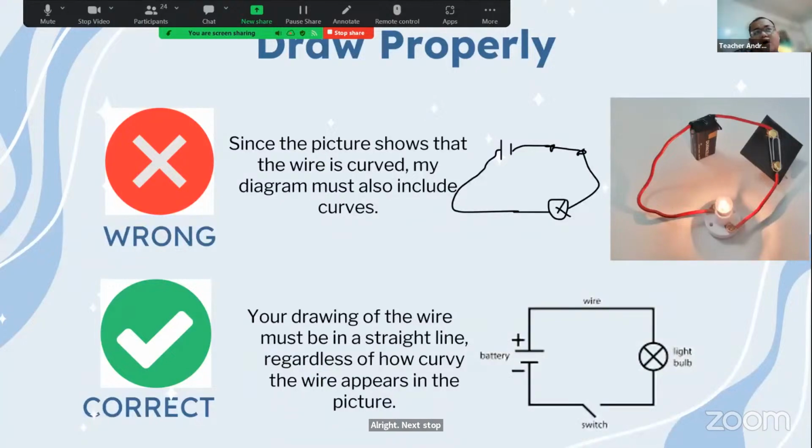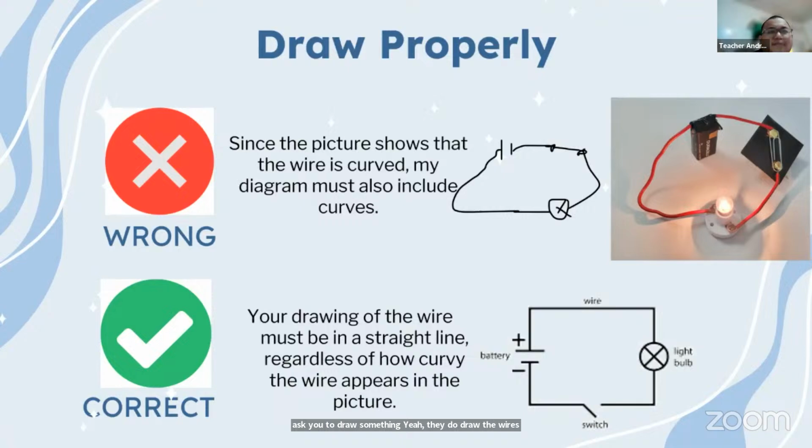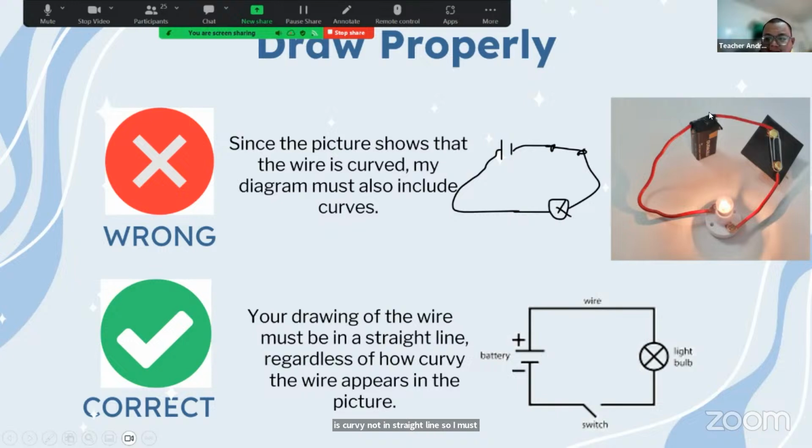Next up, there's some misconception on how the student is going to draw. Usually for this chapter, in all examinations, they will definitely ask you to draw something. When they ask you to draw something, they ask you to draw the wires and draw the light bulb. So many students say, "Teacher, your picture shows me that the wire is curvy, not in a straight line, so I must also draw curve lah. Like for example, this picture is like a circle shape, so I must draw like an oval circle shape."